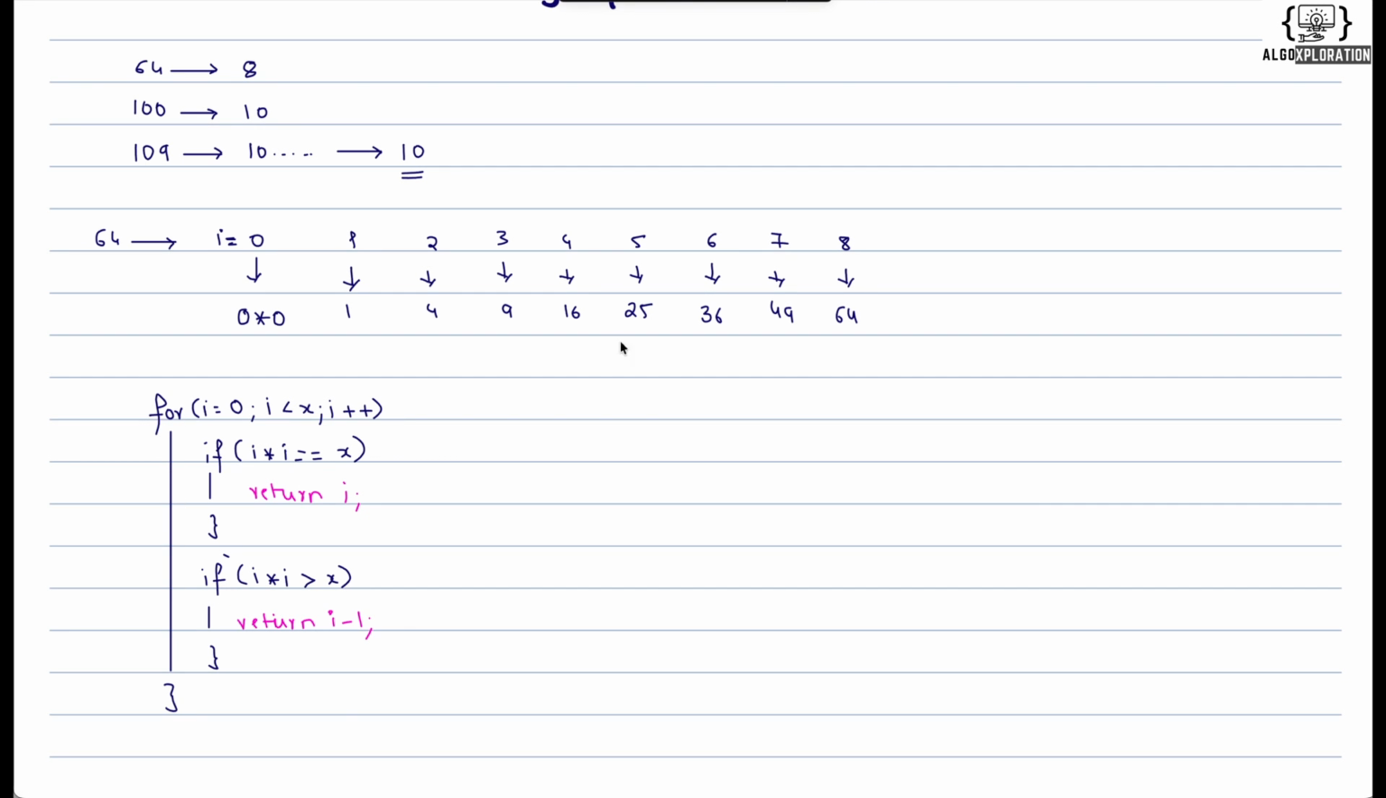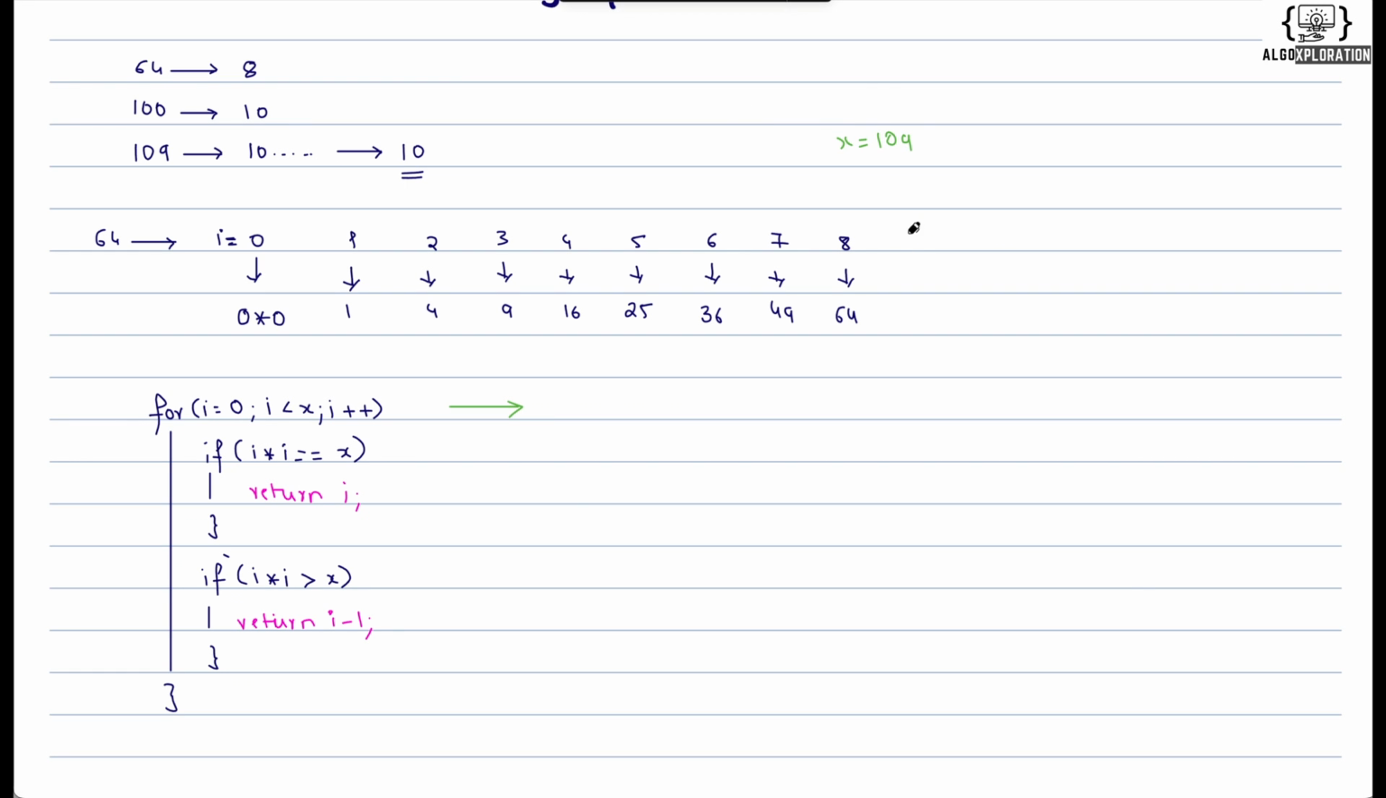Now talking about the time and space complexity, since we are running this from 0 to x, someone might say that the time complexity of this code will be order of x, but it is not. We are not going till x. Why? If I want to find the square root of 64, when I get to know that the value of i cross i is equal to 64, I stop there. But in this case, let's say x is equal to 109.